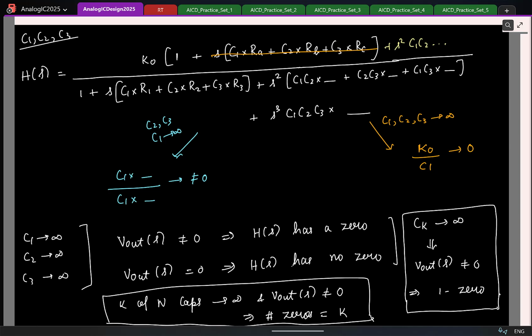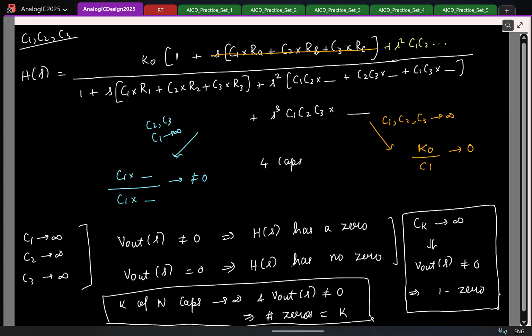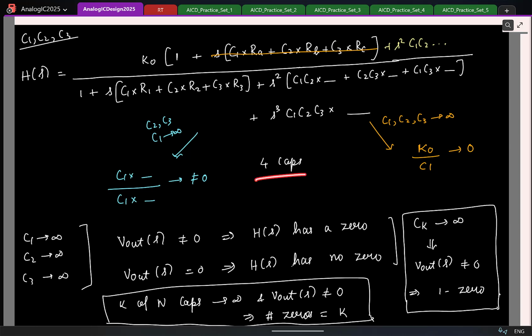Again, we can take some examples and then see. The idea is, let us say you have 4 capacitors in your circuit: C1, C2, C3, C4. You tend C1 to infinity, then C2, C3, C4. For any of these, if the output is non-zero, you have 1 0. Similarly, for checking if you have 2 zeros, you choose 2 out of the 4 to tend to infinity. That is 4C2 combinations, and you try all of them. If for any of those combinations the output is non-zero, then you have 2 zeros, and so on.